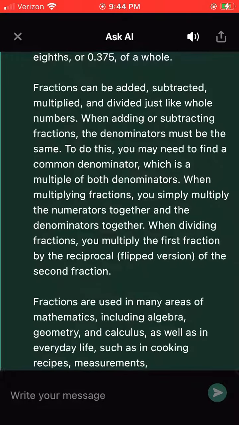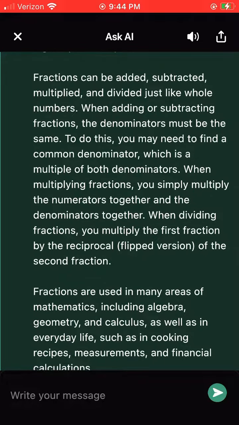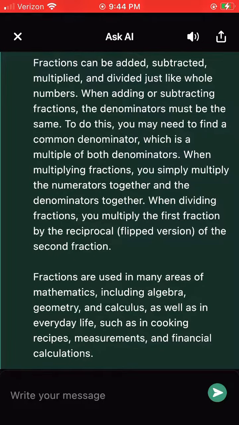Fractions can be added, subtracted, multiplied, and divided just like whole numbers. When adding or subtracting fractions, the denominators must be the same. To do this, you may need to find a common denominator, which is a multiple of both denominators. When multiplying fractions, you simply multiply the numerators together and the denominators together. When dividing fractions, you multiply the first fraction by the reciprocal, the flipped version, of the second fraction.